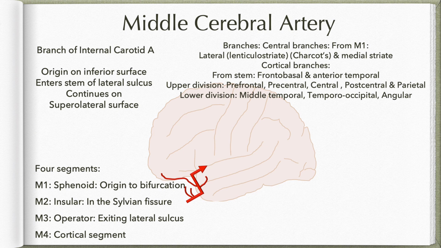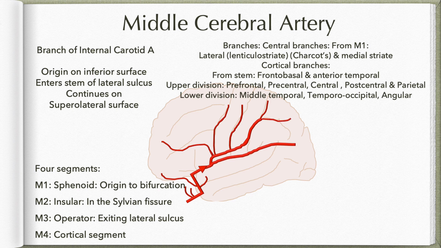Now, when it reaches the surface, it will divide into two divisions, the upper division and the lower division. From the upper division, it will give prefrontal branch. As the name suggests, it will be supplying the prefrontal cortex. Precentral branch, which will be going along the precentral sulcus, supplying the area adjacent to it. Central branch, again going along the central sulcus and supplying the area adjacent to it on either side. Postcentral branch, again as the name suggests, go along the postcentral sulcus. And finally, the parietal branch. The lower division will give middle temporal branch, temporo-occipital branch, and continues as the angular branch.